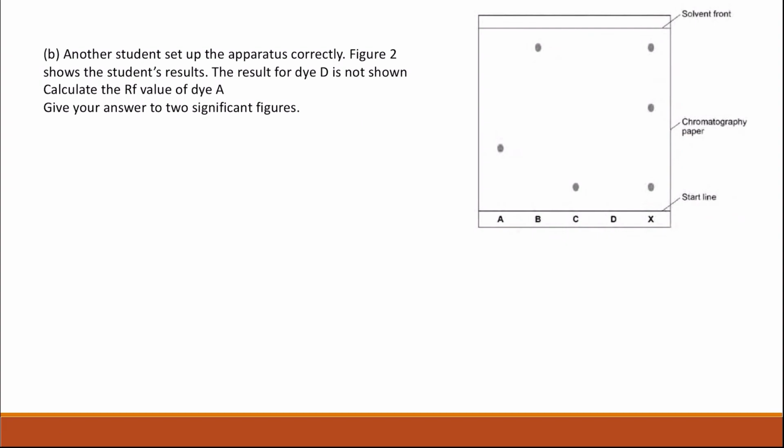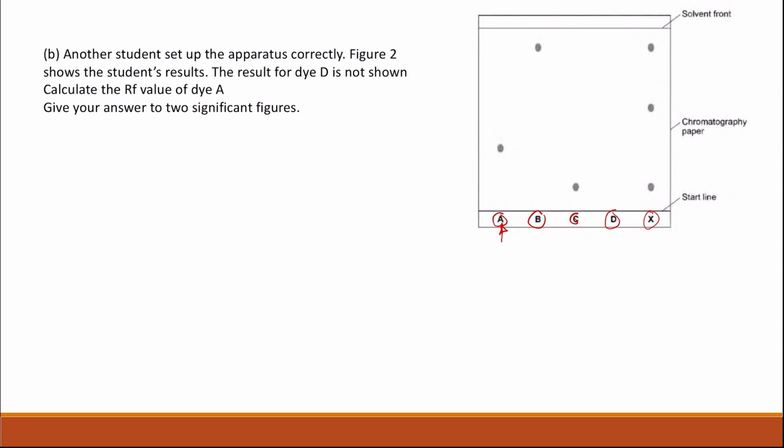Question B says another student set up the apparatus correctly. This figure shows the student's results. The result for dye D is not shown. We have X, which is the mixture of food coloring dyes, and then the pure substances A, B, C, and D, but D is not shown. The question asks you to calculate the RF value of dye A and give your answer to two significant figures.